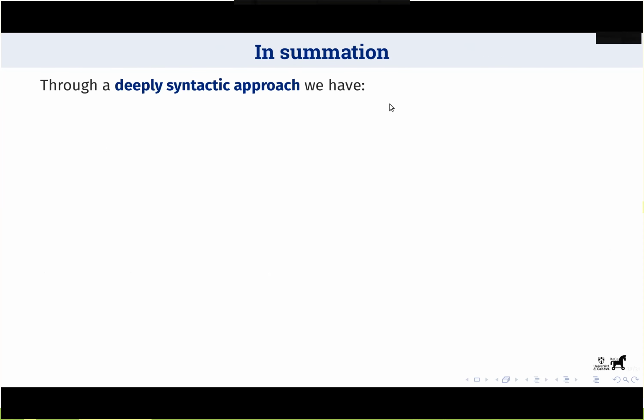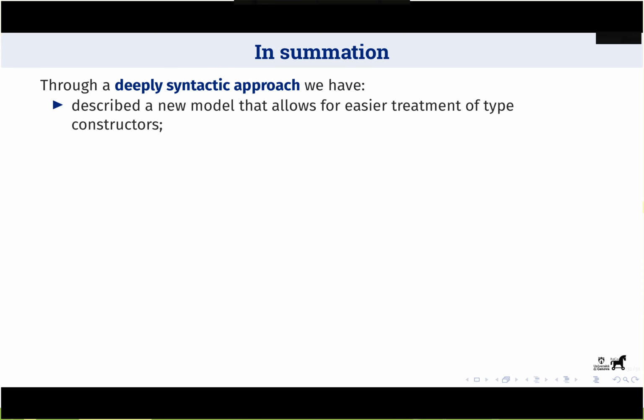So just to conclude what we've done. Out of a pretty syntactic approach, I would say, but I know there's a lot of discussion about this, we have described a new model that allows for easier treatment of type constructors, because it's easy to know what to ask if you just need to encode premises using pullbacks and other limits. And so this makes it easier to compute type constructors.